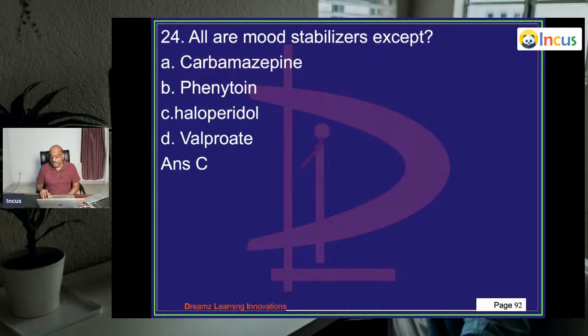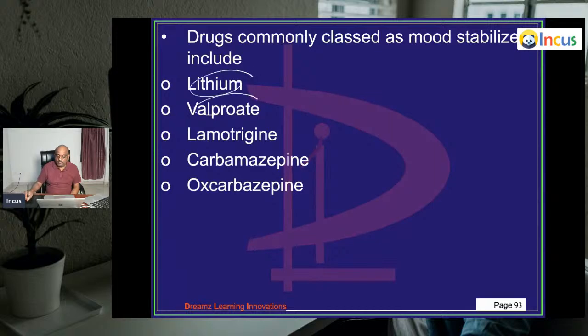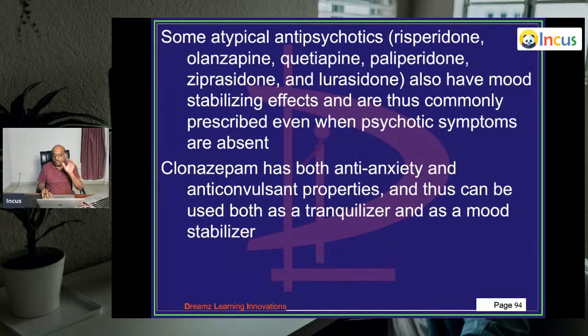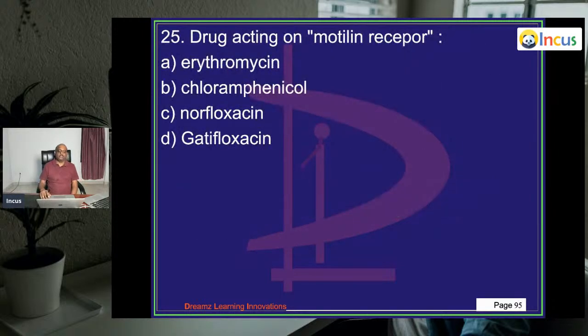What are mood stabilizers? So you should know lithium, valproate, lamotrigine, carbamazepine, oxcarbazepine, they're all considered to be the mood stabilizers. Some of the atypical antipsychotics like risperidone, olanzapine, quetiapine, ziprasidone, they also have a mood stabilizing effect. And clonazepam, being a benzodiazepine, has both anti-anxiety and anti-convulsant effects.